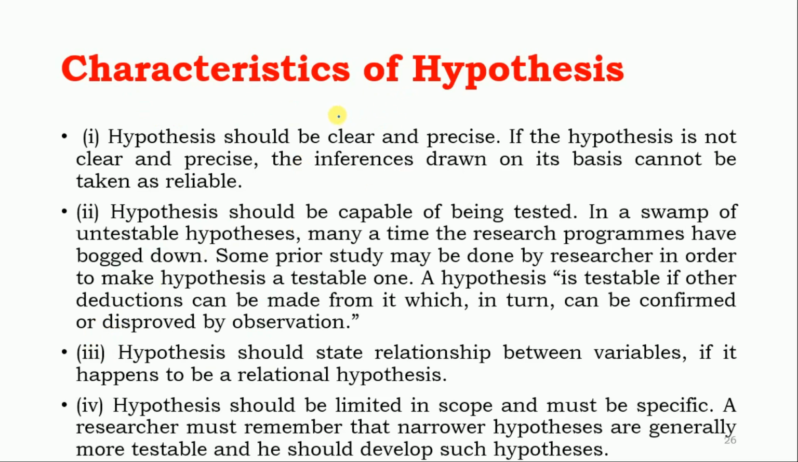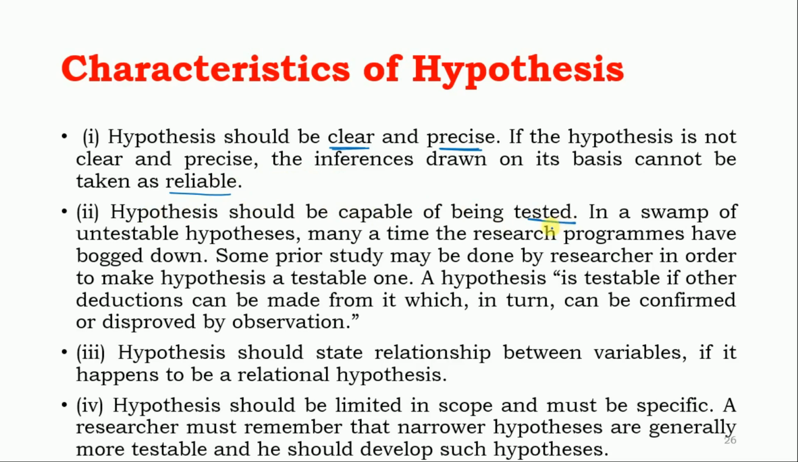Characteristics of hypothesis. What are the characteristics of a hypothesis? Let's see. A hypothesis should be clear and precise. If the hypothesis is not clear and precise, the inference drawn on its basis cannot be taken as reliable. So if it is not clear and not precise, then the research which we are doing will not be reliable. A hypothesis should be capable of being tested.